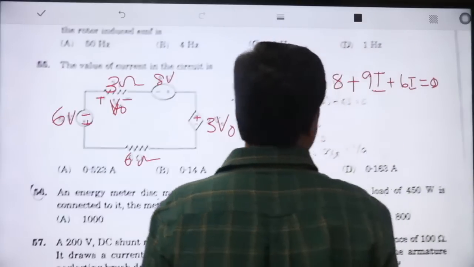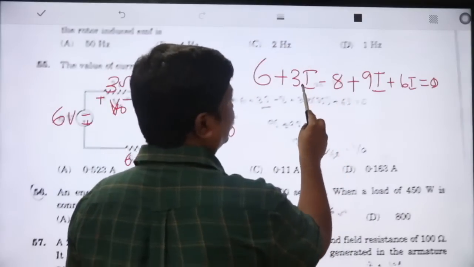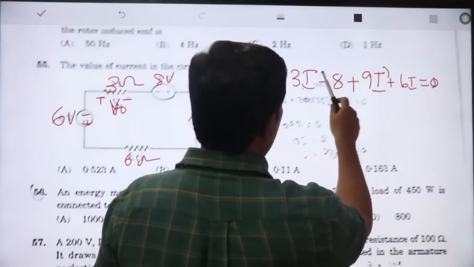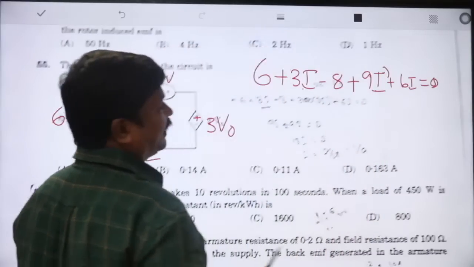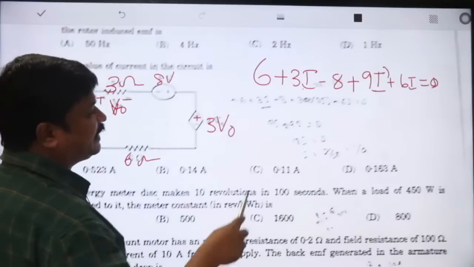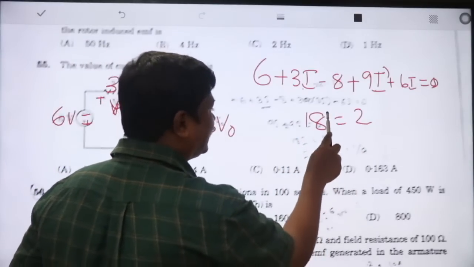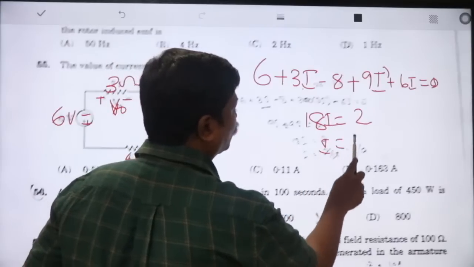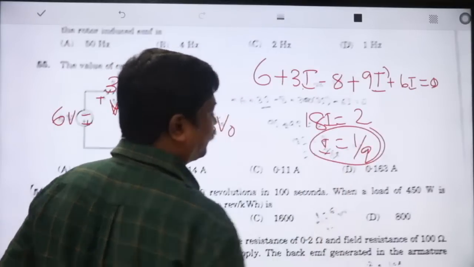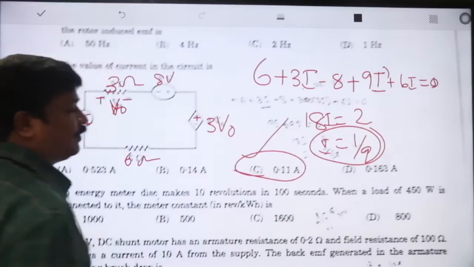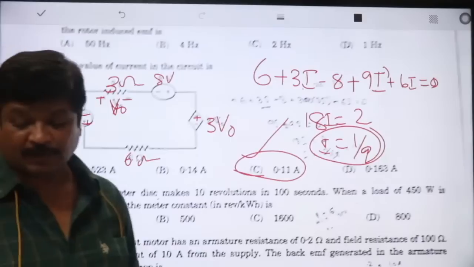How much does it become? Totally 3, 12, how much? 15. This is 15 and 3, I think 18. 18I is equal to 2. I is equal to 1 by 9. 1 by 9 means approximately 0.11. 1 by 10 is 0.1.